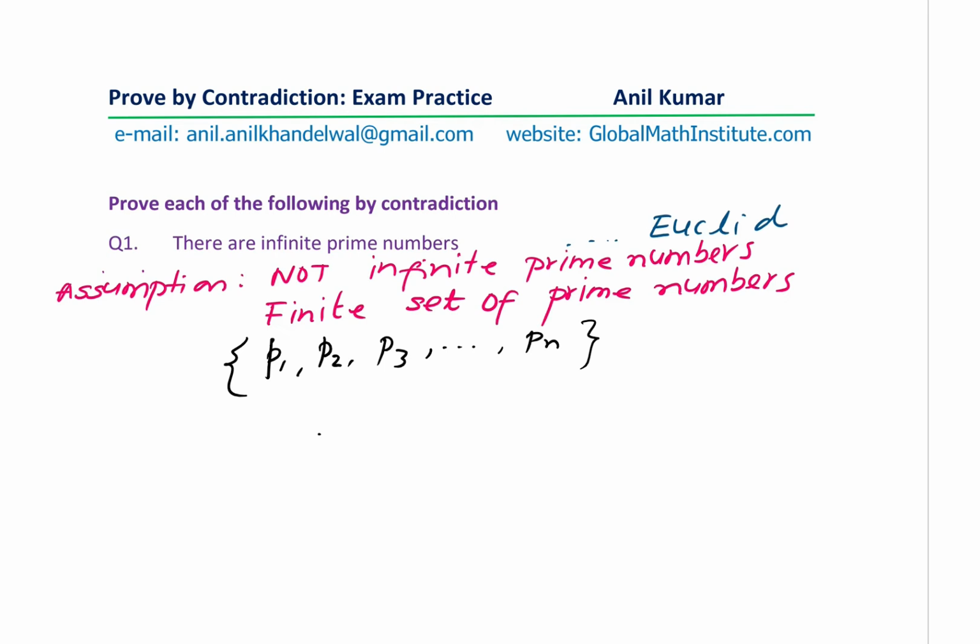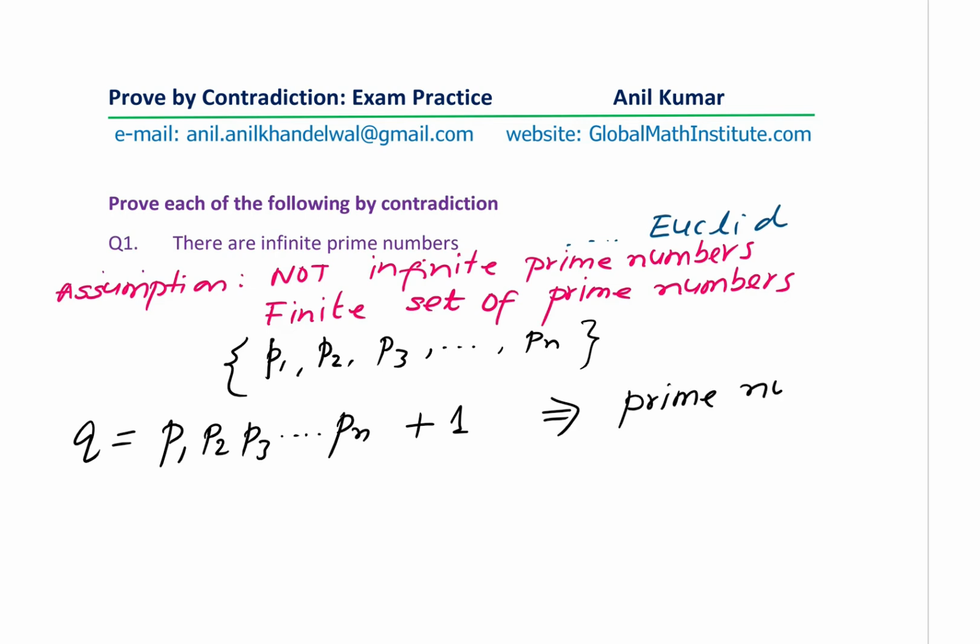Now, if I have a number Q, which is the product of all these prime numbers, P1, P2, P3, and so on till Pn, and if I add 1 to this, what happens? That results in a prime number. Do you see that? Whatever this number Q is, it is not divisible by the previous prime numbers. That means it is a prime number. We have a remainder 1. And we also know that Q is greater than Pn, right?